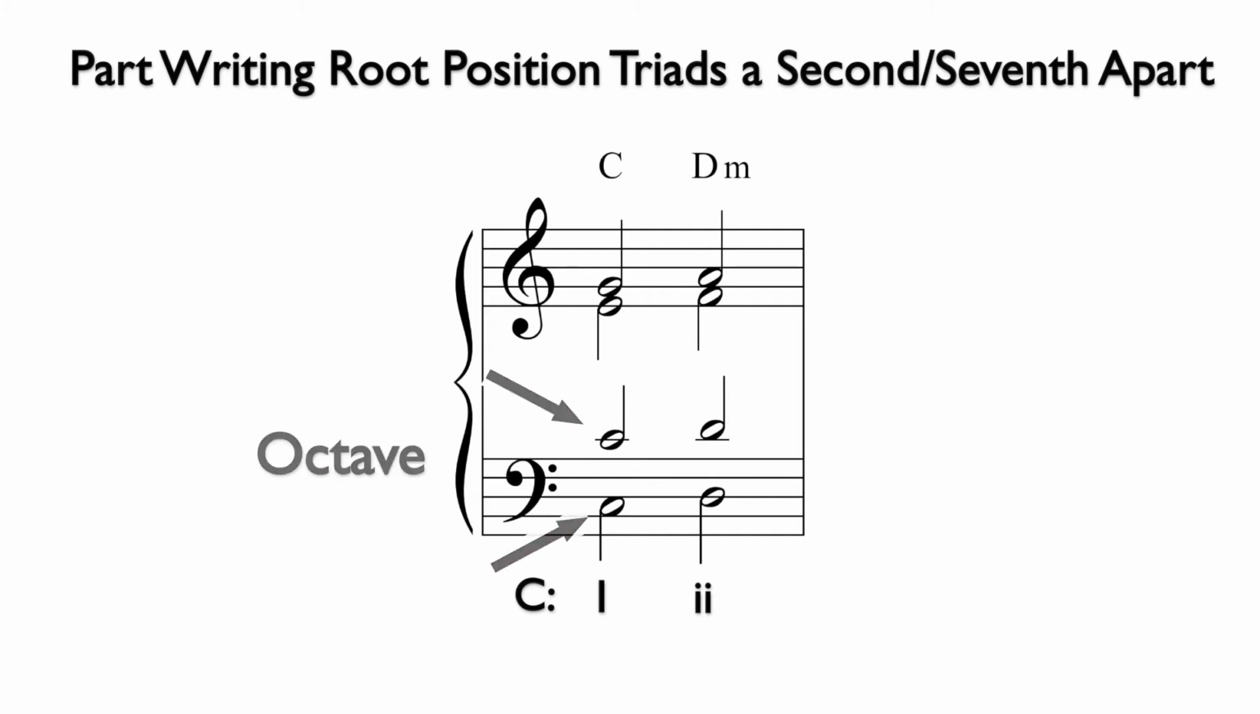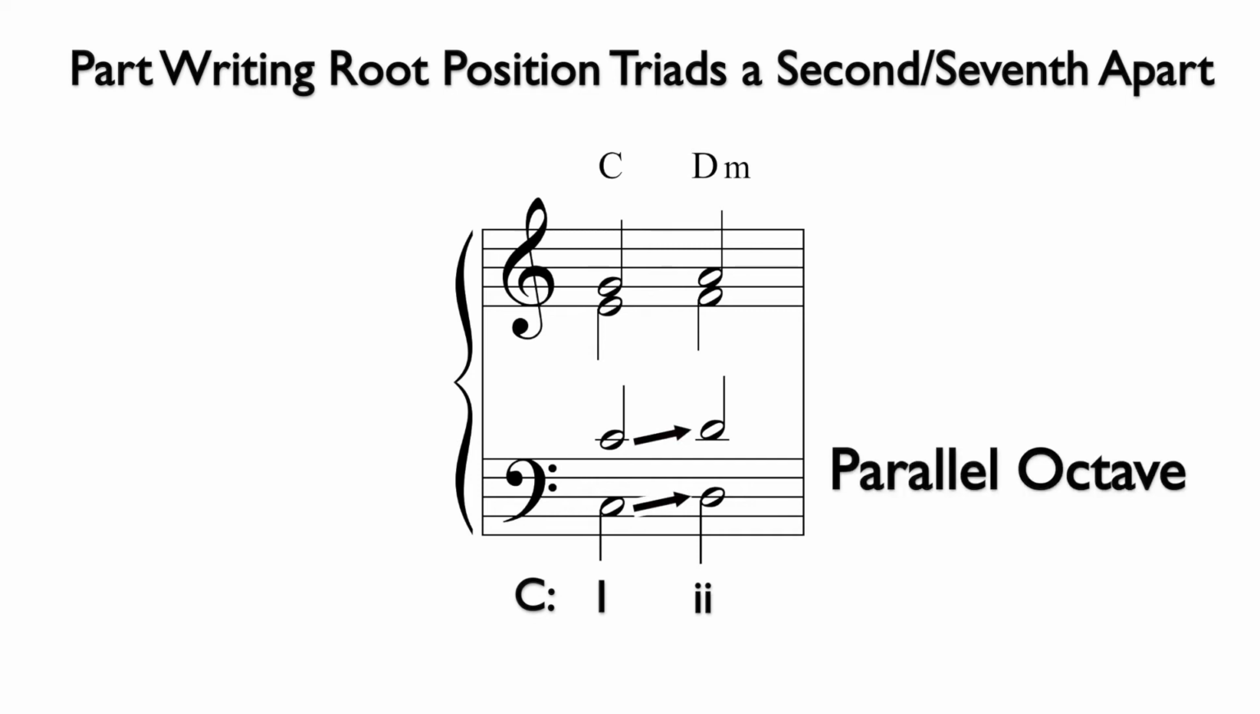In the D minor voicing, the bass and the tenor both move to Ds. This is considered a parallel octave. Parallel octaves are avoided in part writing because they kill the independence between parts. If both the bass and the tenor go from C to D, they are, in fact, singing the same melody, so there is no independence.